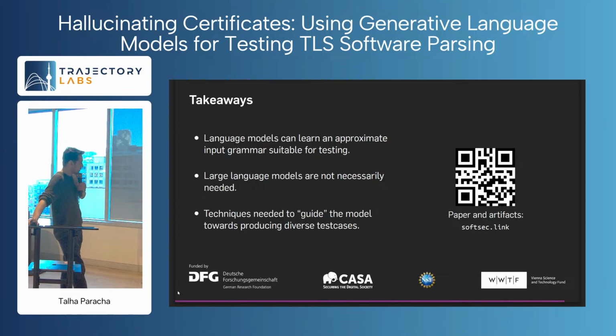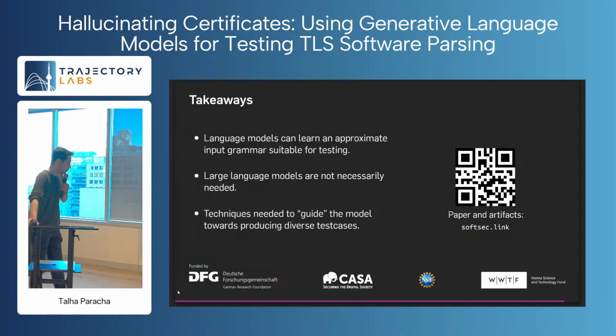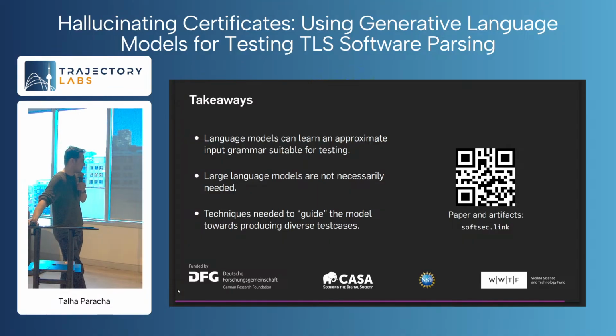So some of the takeaways are that language models can learn an approximate input grammar suitable for testing. Large language models are not necessarily needed. And then this is not actually the last slide. I have a few more things to talk about how software testing relates to learning and intelligence in general. So I think we still need to find new techniques that guide these models towards producing diverse test cases.